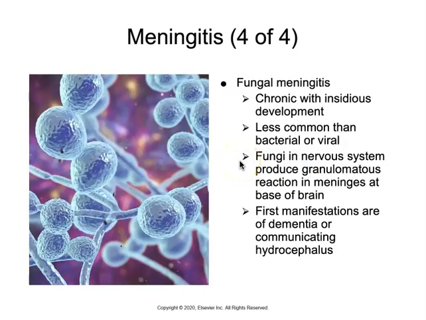And lastly, we'll talk about fungal meningitis. So this is a rare but serious form of meningitis that will develop slowly over time. It makes it a chronic condition because of this. And unlike bacterial or viral meningitis, with this fungal infection, it can trigger granulomatous inflammatory responses, which primarily affect the meninges at the base of the brain. Early symptoms can be subtle, but the first major signs often include dementia-like symptoms or communicating hydrocephalus, where we're going to get that excess cerebrospinal fluid building up in the brain. Immunocompromised individuals, such as those that have HIV or AIDS, are at higher risk, and treatment typically will require long-term antifungal therapy.